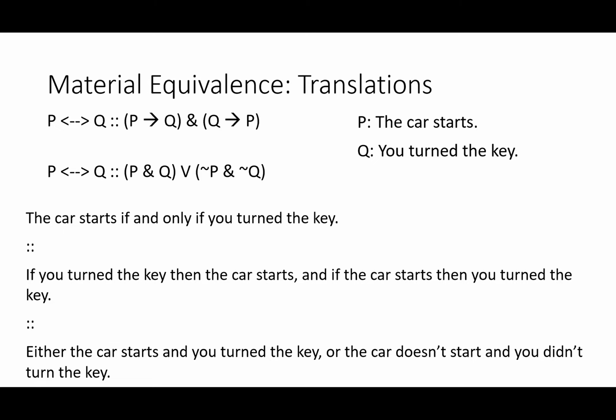We can use some translations to sort out how biconditionals work. The car starts if and only if you turn the key. It's logically the same as saying, if you turn the key, then the car starts, and if the car starts, then you turn the key. It's also equivalent to saying either the car starts and you turn the key, or the car doesn't start and you didn't turn the key. All of those tell us that the car starting and turning the key track perfectly.